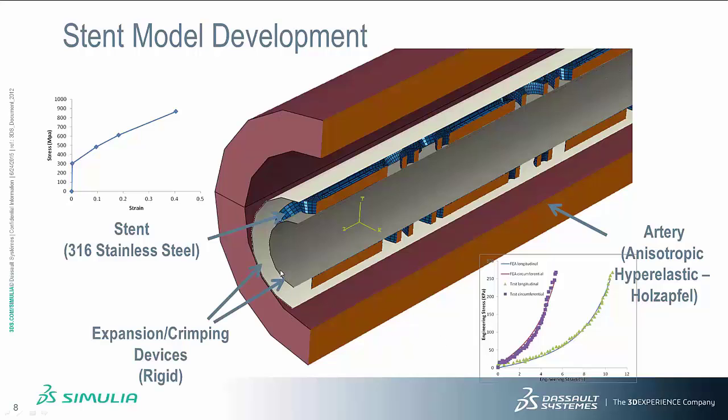There are 2 more components in here. That's the expansion and the crimping devices, which is a solid cylinder and modeled as a rigid component that expands or contracts to implement either crimping of the stent or expanding of the stent.